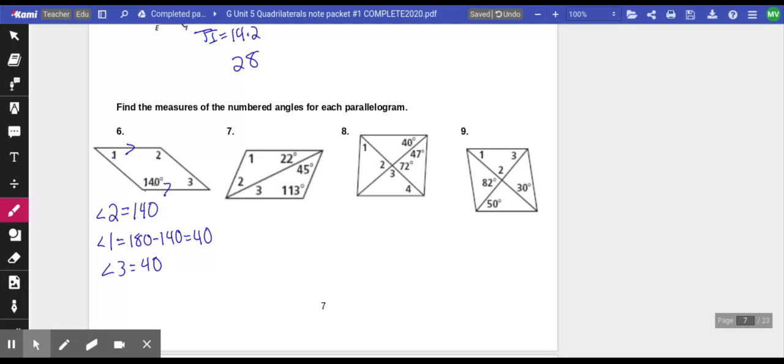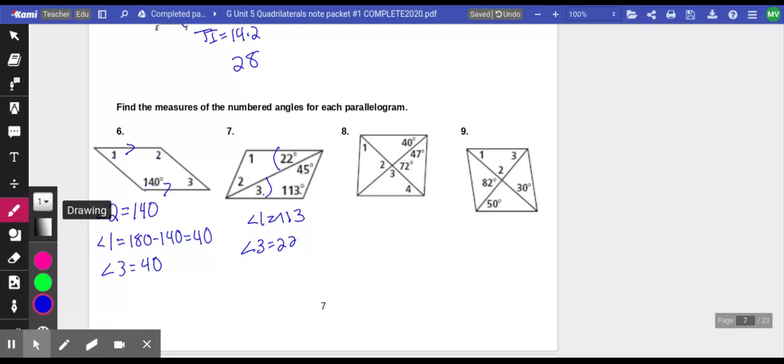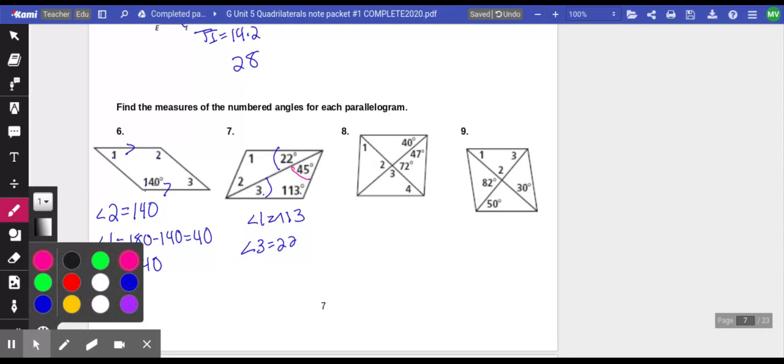Number 7, I know that angle 1 equals 113 because its opposite angles are congruent. I know angle 3 equals 22 because my opposite sides are parallel. So 3 and 22 are alternate interior angles. I also know that angle 2 equals 45 because angle 2 and 45 are alternate interior angles.